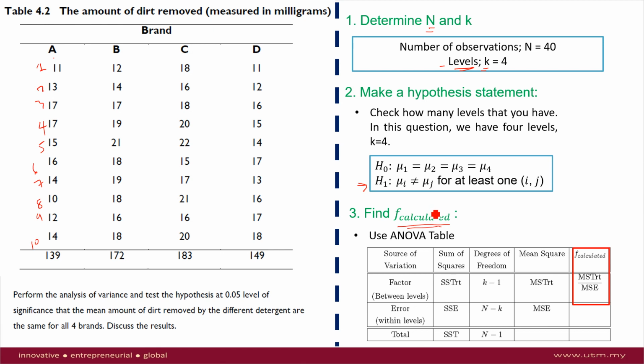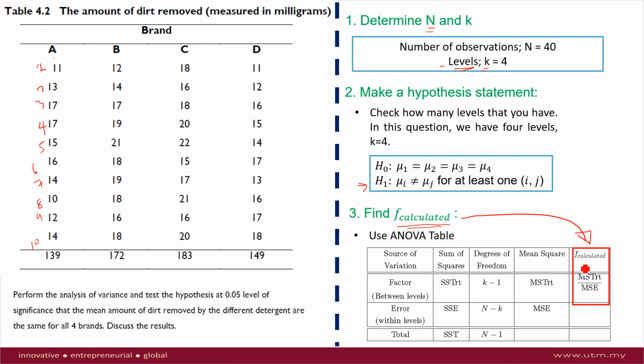We are not using the z test. Okay. So how to find the value of f calculated? So we use this ANOVA table. So this is called the ANOVA table. Okay, so how to find this f calculated? So the f calculated is here.